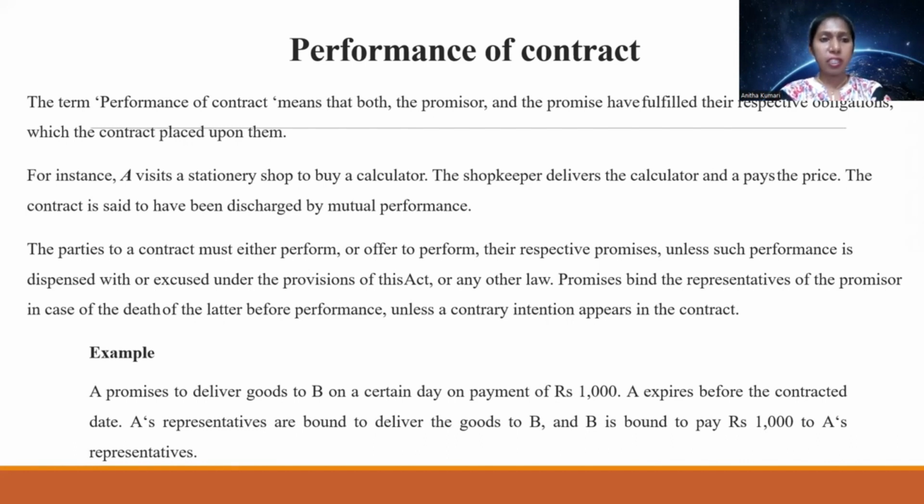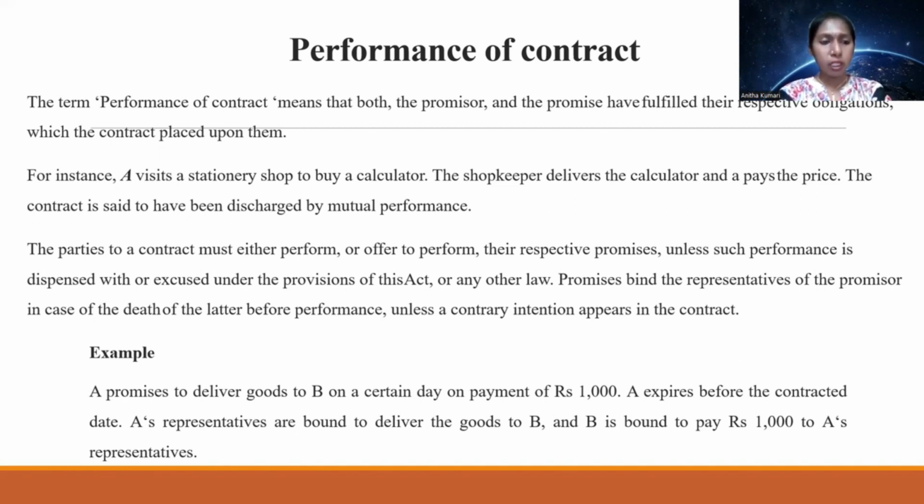For example, A visits a stationery shop to buy a calculator. The shopkeeper delivers the calculator, and A pays the price. So this is called a completed contract. When the shopkeeper delivers the calculator and A pays the price, the contract is said to be a completed contract by mutual performance. Sometimes, if one person is not ready to perform his obligation, the other person also does not perform. So we are going to see all these situations in performance of contract.